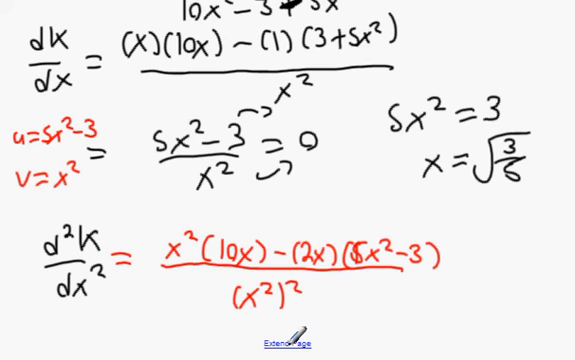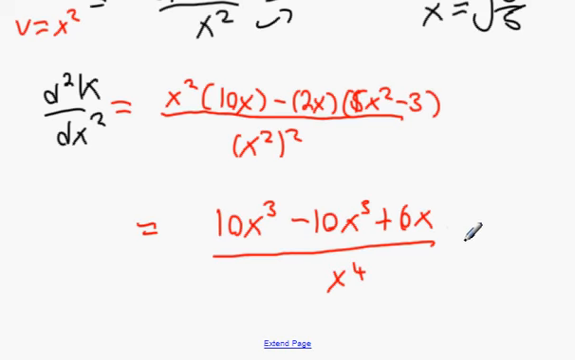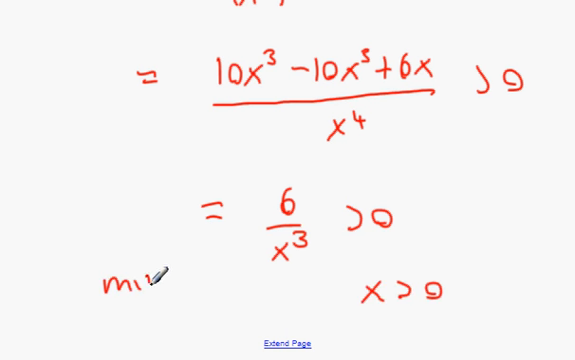Now what usually happens is the x's will cancel off on top. 10x cubed minus 10x cubed plus 6x, all over x to the 4, and we want to prove it's greater than 0. And what we'll get here is 6 over x cubed greater than 0. This is true because x is greater than 0. This means it's a minimum. Okay.